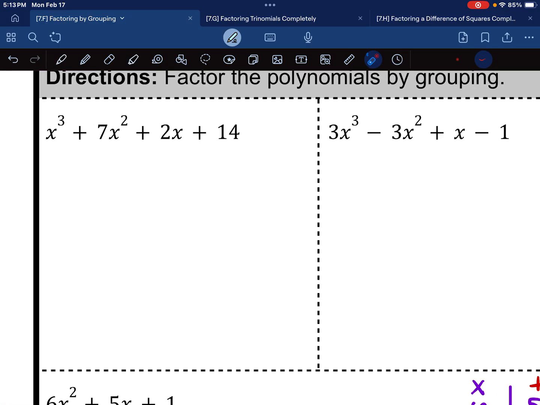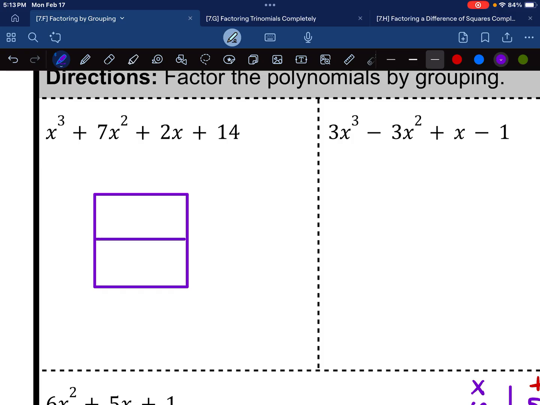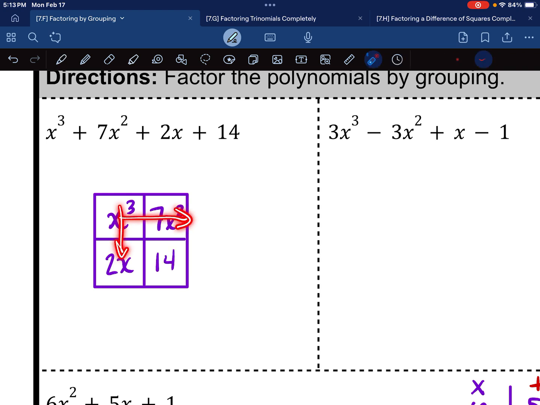All right, so now here I have a four-term polynomial. Factoring a polynomial with 4 terms is just like factoring with 3 terms, just a little easier. So I'm going to set up my box. I'm putting the terms in the box. It's easiest when you put the terms in just to make the exponents count down as you go to the right and count down as you go down.